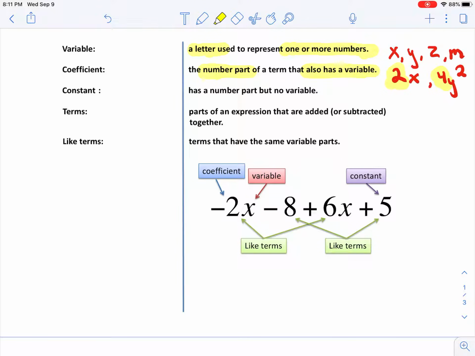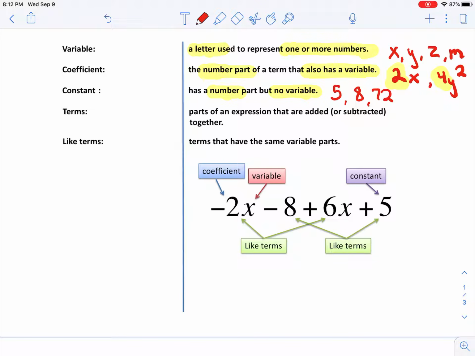Then we look at constant. A constant is just a number. It has no variable. So some examples of constants would be 5 or 8 or 72. Any number that has no variable.